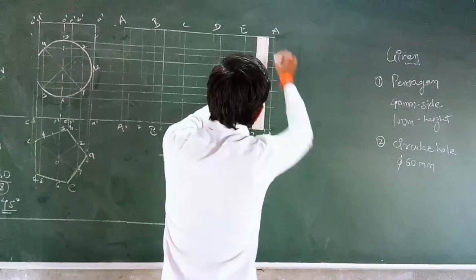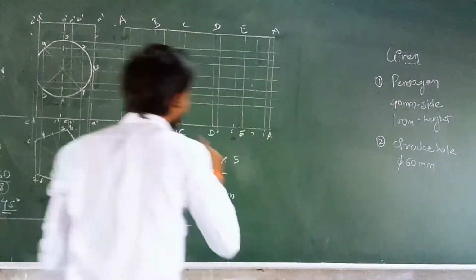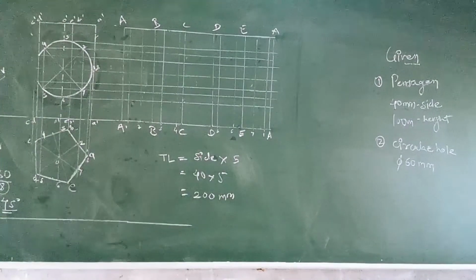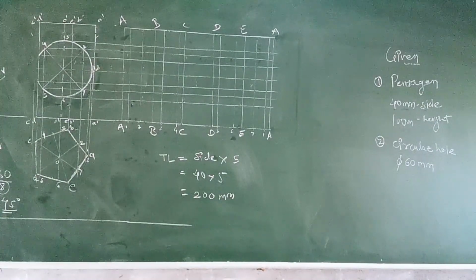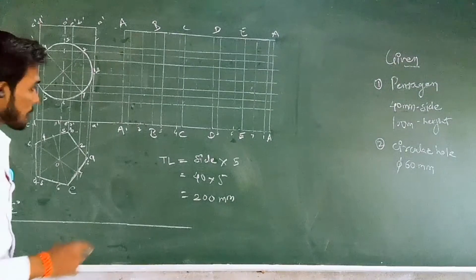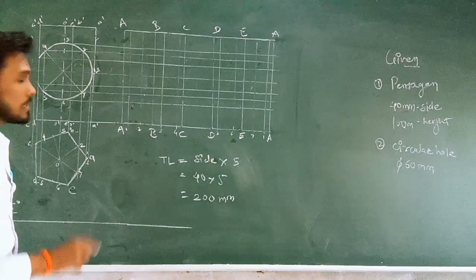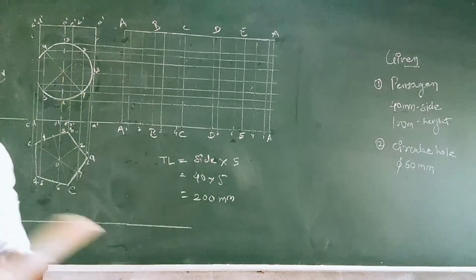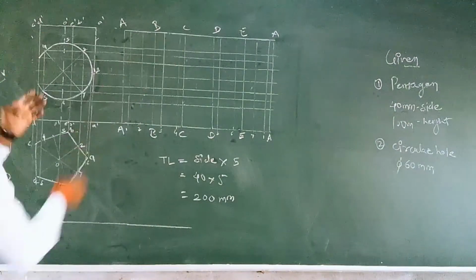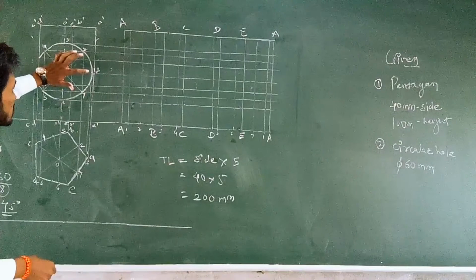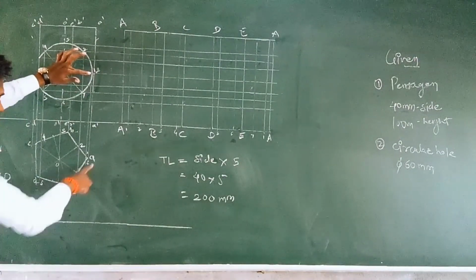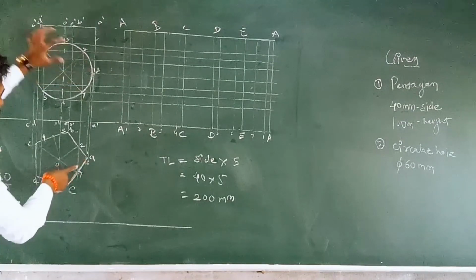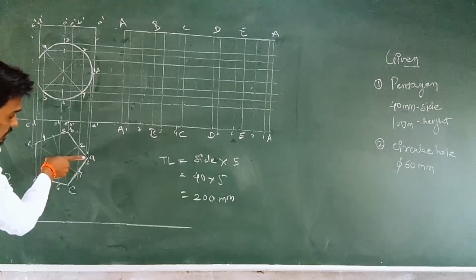We are passing all the points to the development area. Okay. Now listen carefully. We are going to mark all the points to the development area. Okay. Now, just start from here because A point is here. Okay. A point is here and start the circular hole from this.